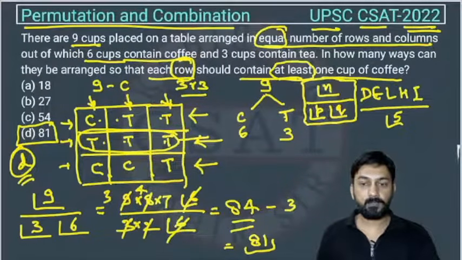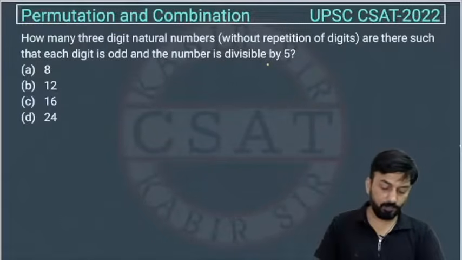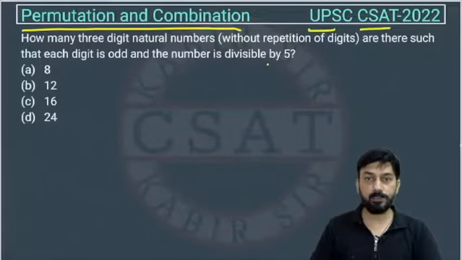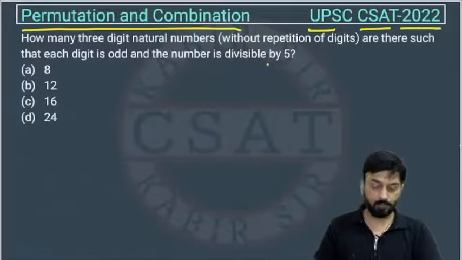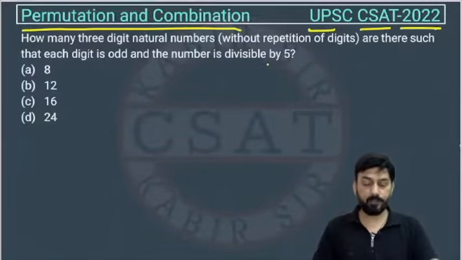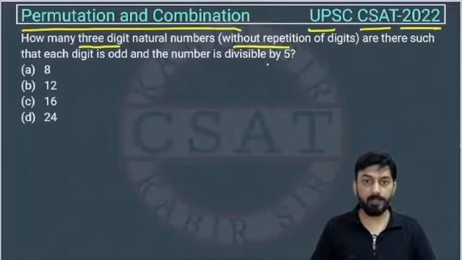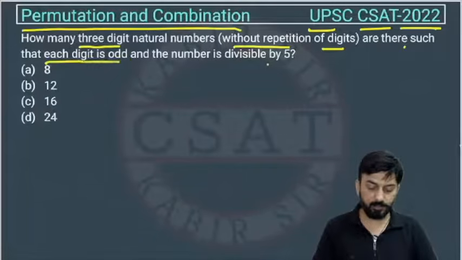personally again. Okay. So this is a question from the Permutation and Combination chapter asked by UPSC in the CSAT paper of 2022. How many 3-digit natural numbers, without repetition, are there such that each digit is odd? So we have to find 3-digit natural numbers, right? Without repetition, so there won't be any repetition of digits, right?